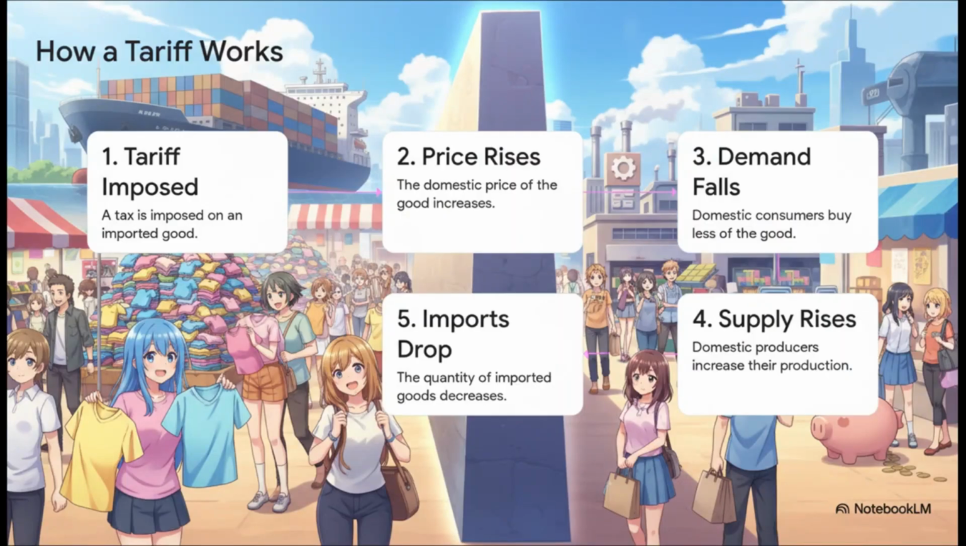So the moment you put a tariff in place, it sets off this whole chain reaction. It's like dominoes falling. First, the tax is added, so the price on the shelf goes up. Because the price is higher, we the consumers buy less of it. But at the same time, that higher price is great news for local factories, so they start making more. And when you combine us buying less with them making more, the number of imports has to go down.